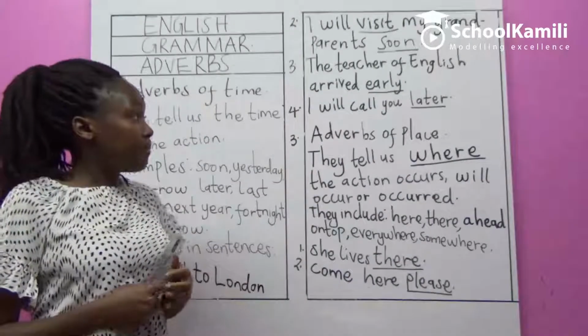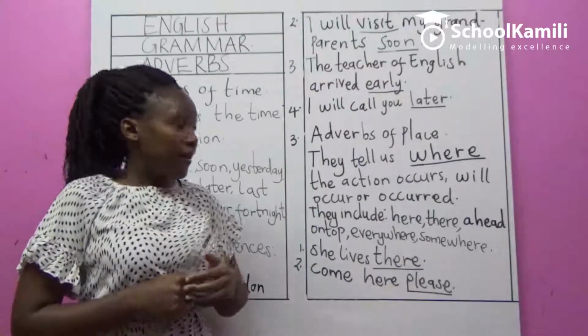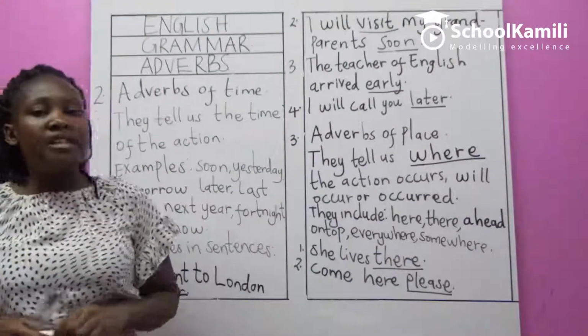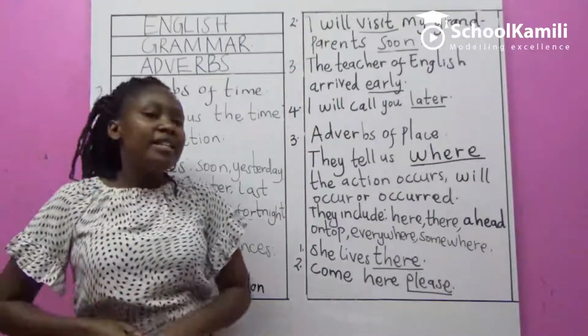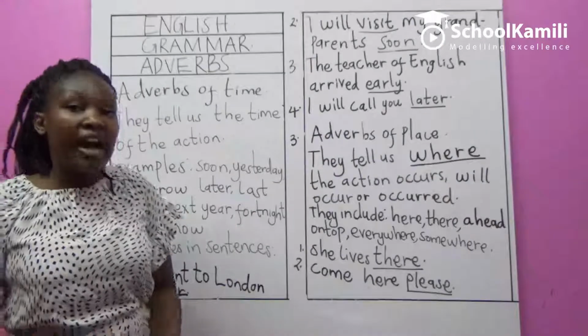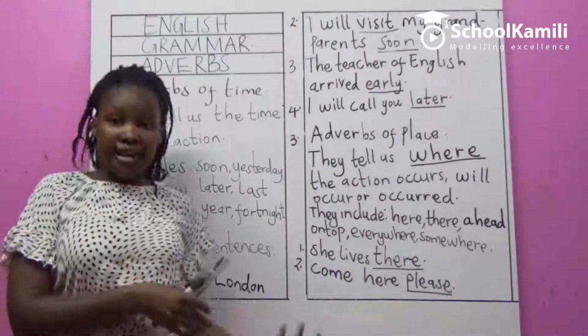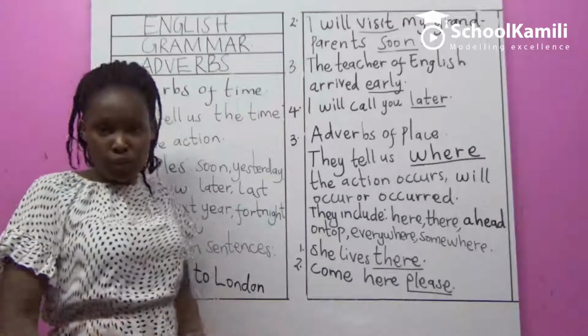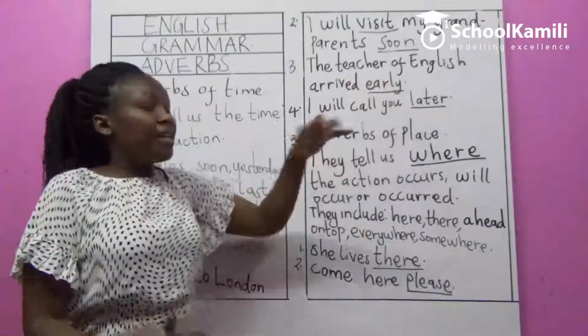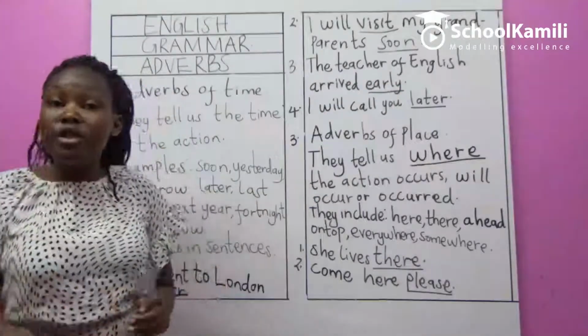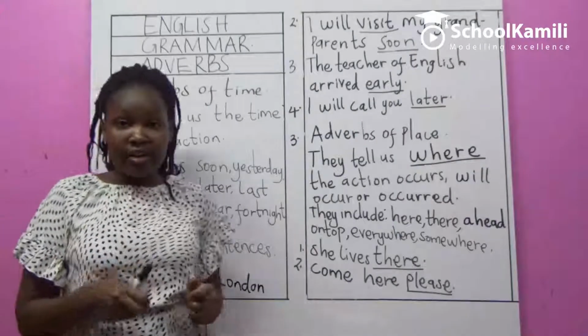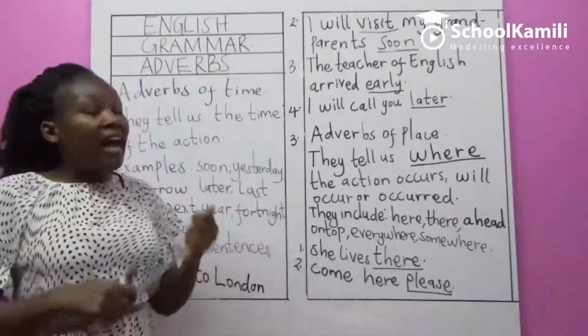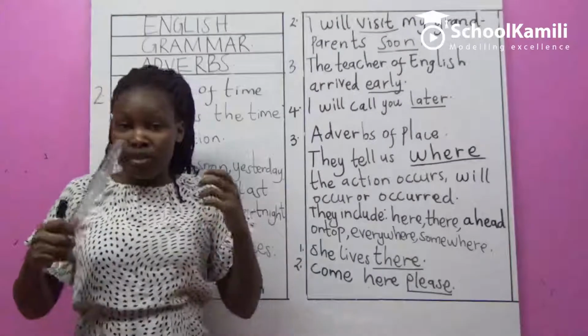Arrive is the past tense of arrive. So, early has been used to tell us the time of the action. And the action in this case is arrived. It is the doing word. It is the action that the teacher is doing. So, early is telling us the time in which the action was done. So, we can say early is an adverb of time.